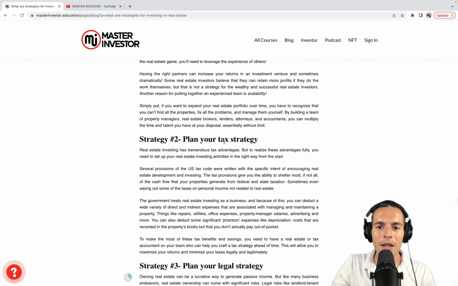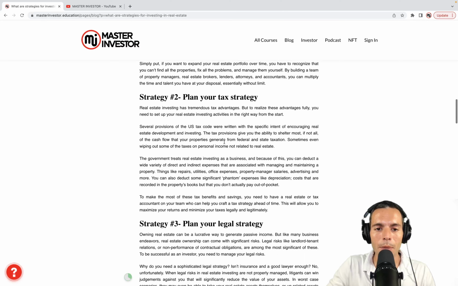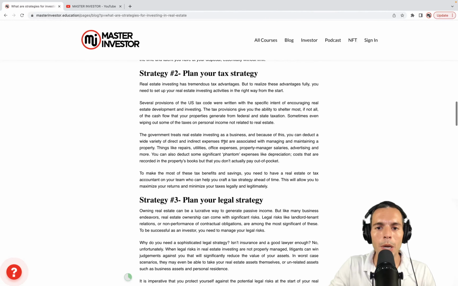Another reason for putting together an experienced team is scalability. Simply put, if you want to expand your real estate portfolio over time, you have to recognize that you can't find all the properties, fix all the problems, and manage them yourself. By building a team of property managers, real estate brokers, lenders, attorneys, and accountants, you can multiply the time and talent you have at your disposal essentially without limit. Strategy number 2, plan your tax strategy.